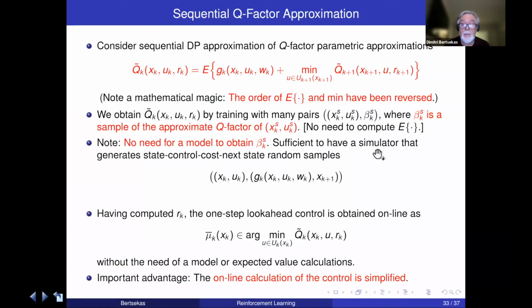Okay. Can you see my screen properly? Yes, looks good. Okay. Are there any questions so far?